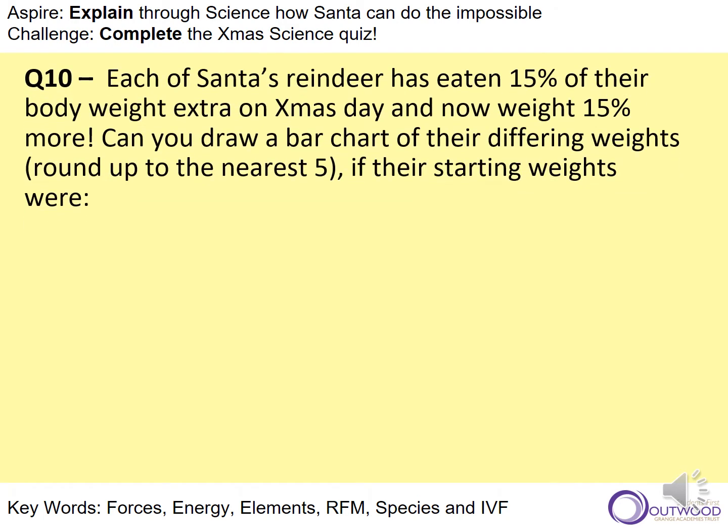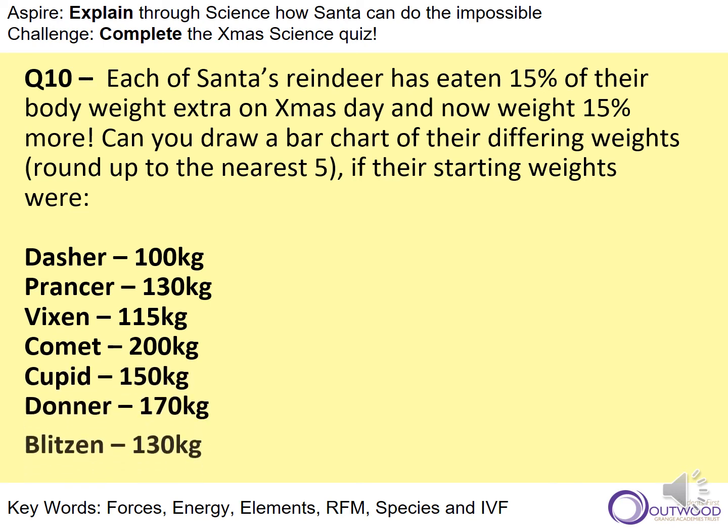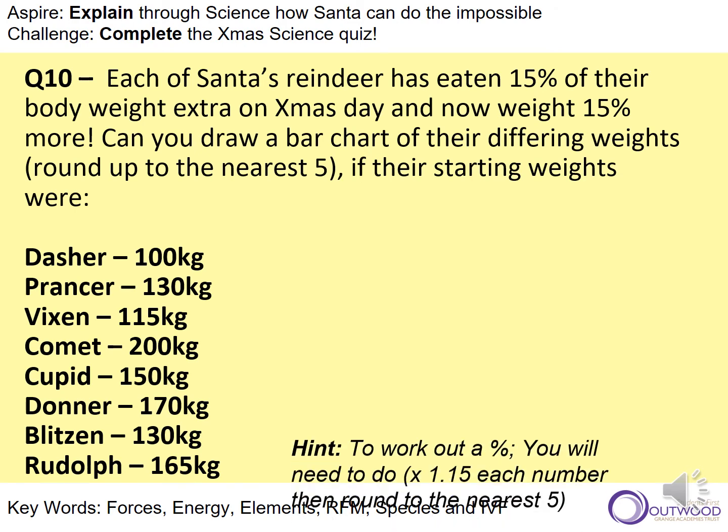Nine, and our final question. So, we love graphs, so we're going to draw a graph. Each of Santa's reindeer has eaten 15% of their body weight extra on Christmas Day, and now weigh 15% more. Can you draw a bar chart of their differing weights? Round up to the nearest 5. Their starting weights were: Dasher 100 kilograms, Prancer 130, Vixen 115, Comet 200, Cupid 150, Donner 170, Blitzen 130, with Rudolph being 165. So that's what their weight is.